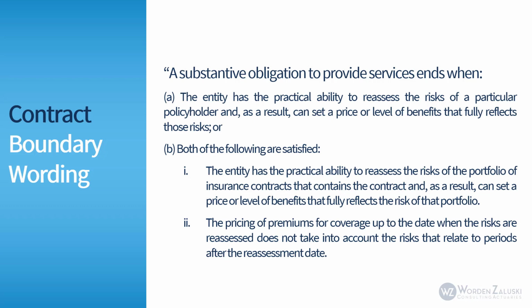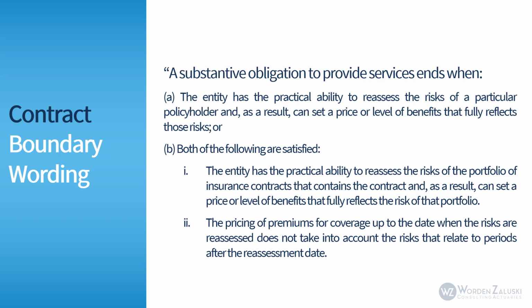This point is key, that it is tied to a particular policyholder. So for example, an individual in the case of an individual policy, or perhaps a group contract under group insurance. That group would be the policyholder. If you have the practical ability to set the price or level of benefits for that group or that individual policyholder, then that obligation would end when you have that right.